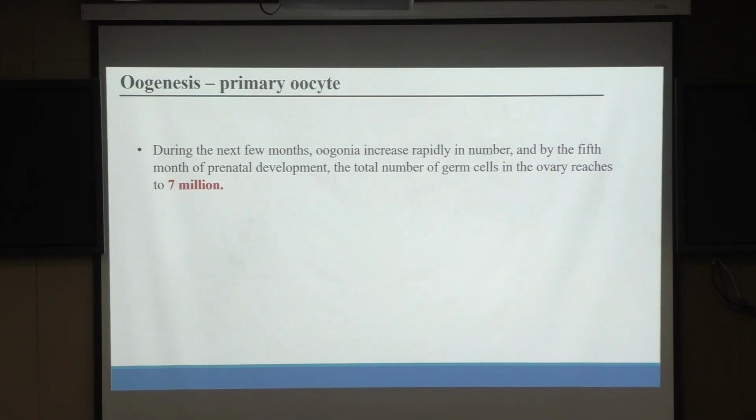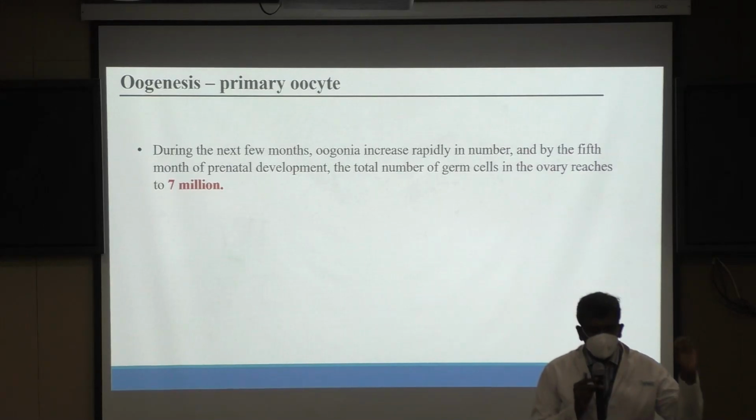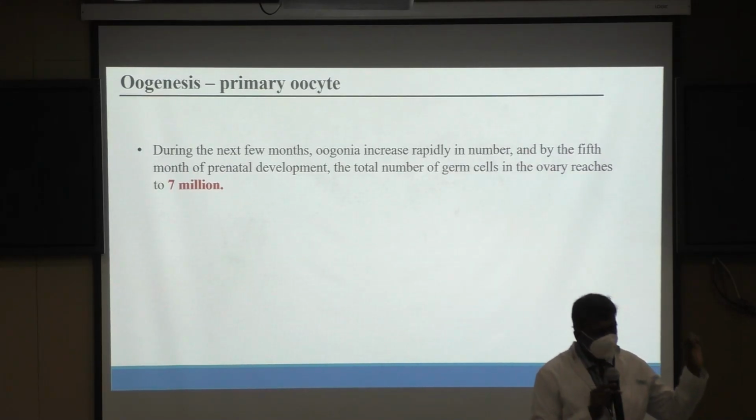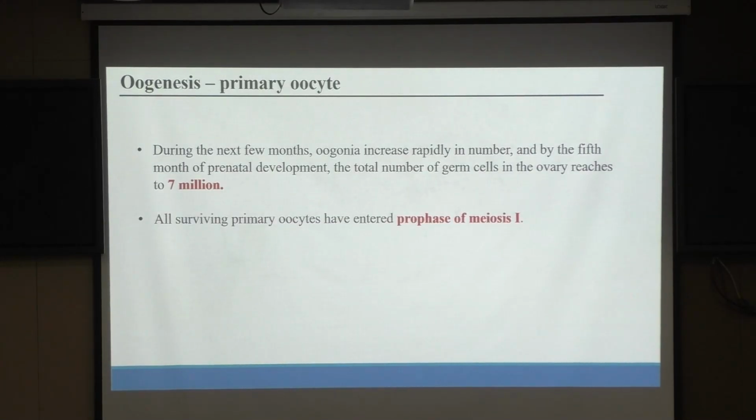Try to compare and contrast with spermatogenesis. In spermatogenesis, per day there is a production of around 300 million sperm cells. But here, the maximum number of oogonial cells is only around 7 million. Now, what happens to this 7 million?